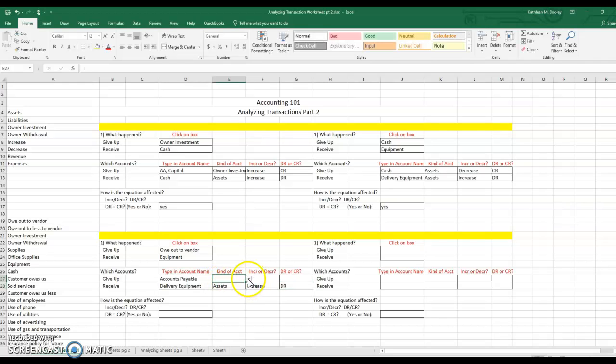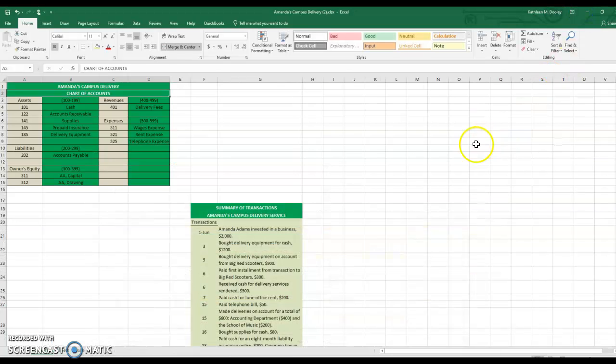For accounts payable, that's where we owe out to vendors. That's a liability, okay? Do we owe out more or less to the vendor than we did 5 minutes ago? Well, 5 minutes ago, we didn't owe anything to a vendor. Now we do. So that is an increase. We have an increase in a liability. So that is a credit. Do my debits equal my credits? Yes, they do. So I'm done with that transaction. Okay, so we'll stop here.